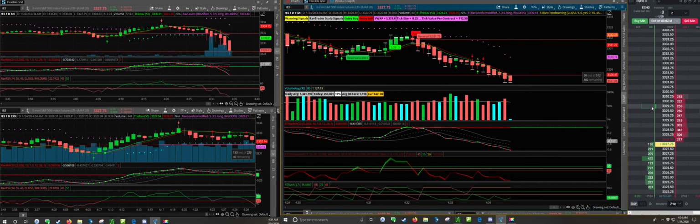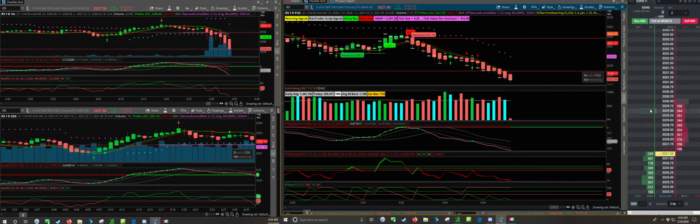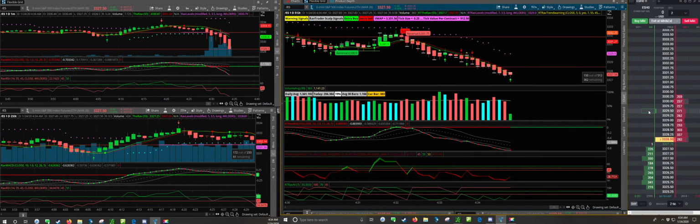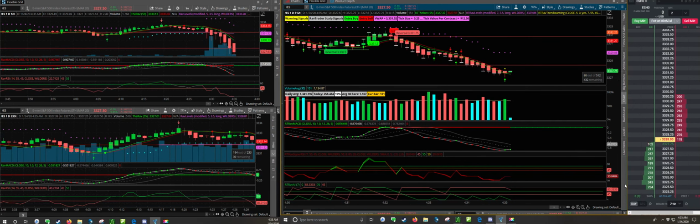Or let it run. The road is wide. 1 point in. 2 points in. Sorry, 1 point in. RSI flipped over.